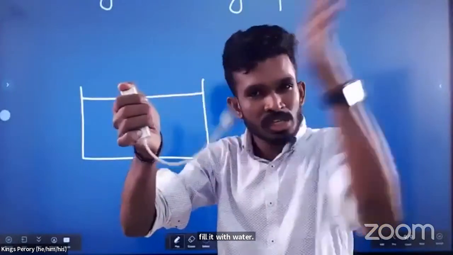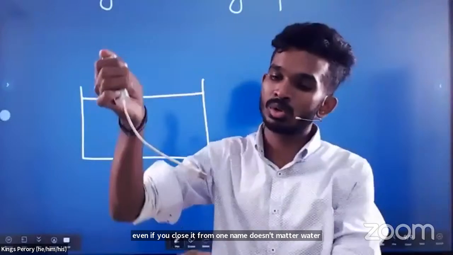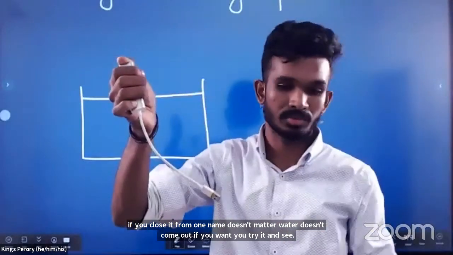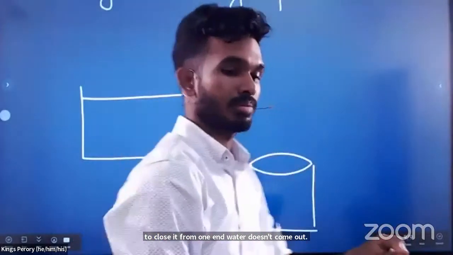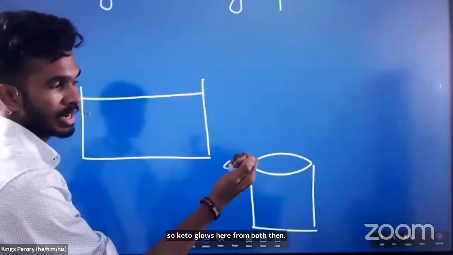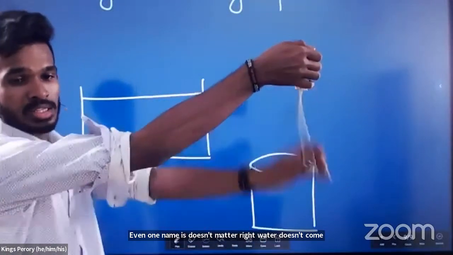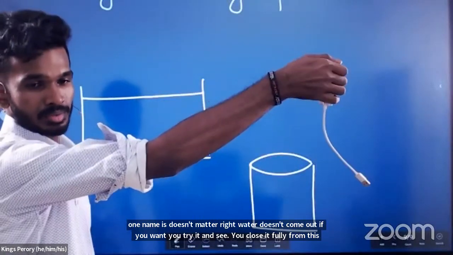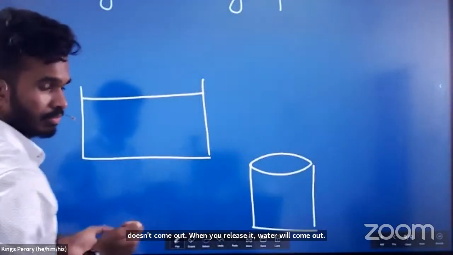Even if you close it from one end, it doesn't matter. Water doesn't come out. If you want, you try it and see. You close it fully from this side, water doesn't come out. When you release it, water will come out. When you close it, water doesn't come out.